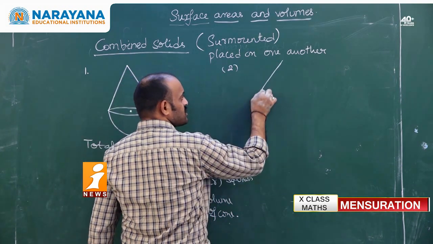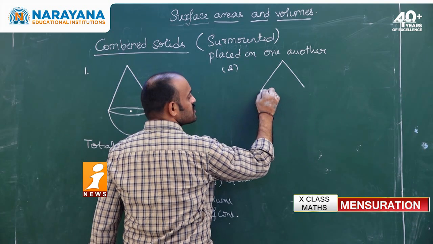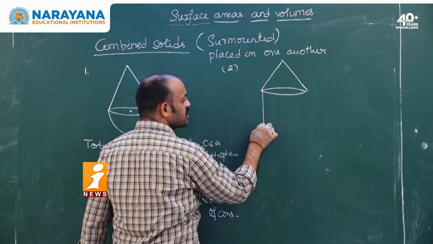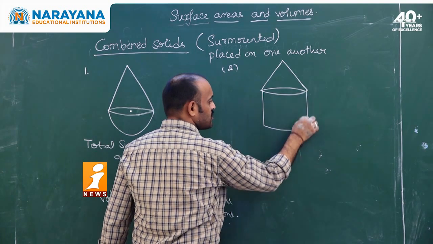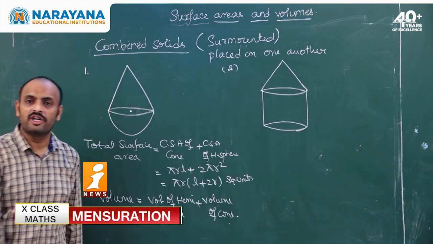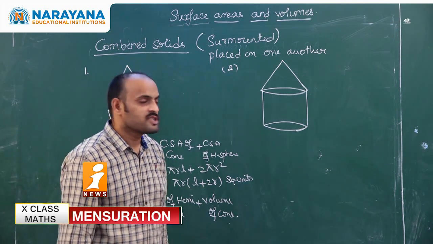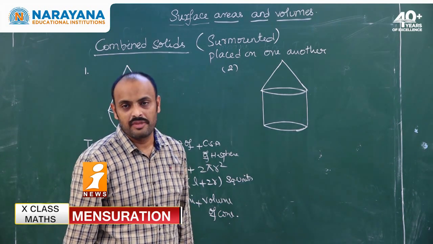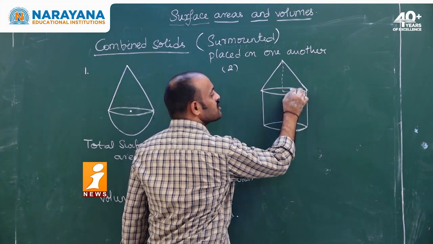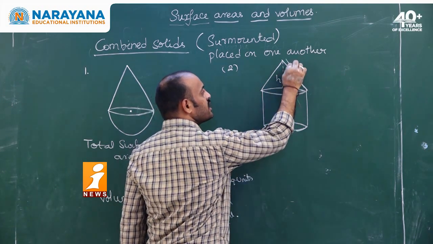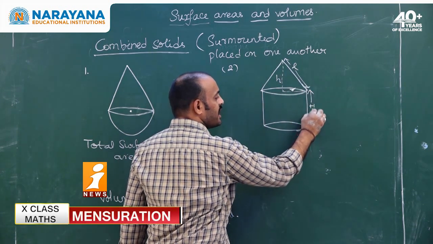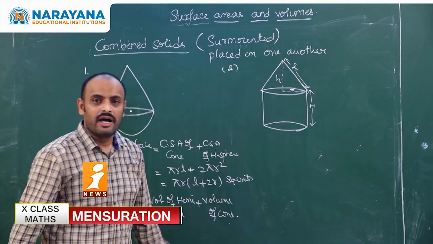Second, a cone is surmounted on a hollow cylinder, where both the radii are the same. See, this will be r, this is h, and this is l. This capital H is the height of the cylinder.